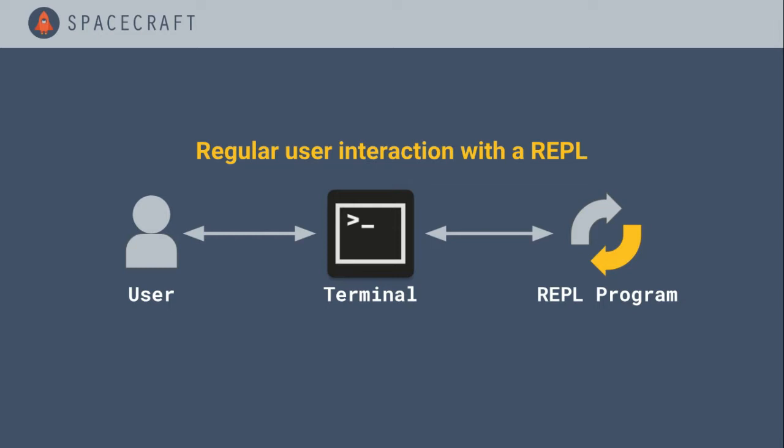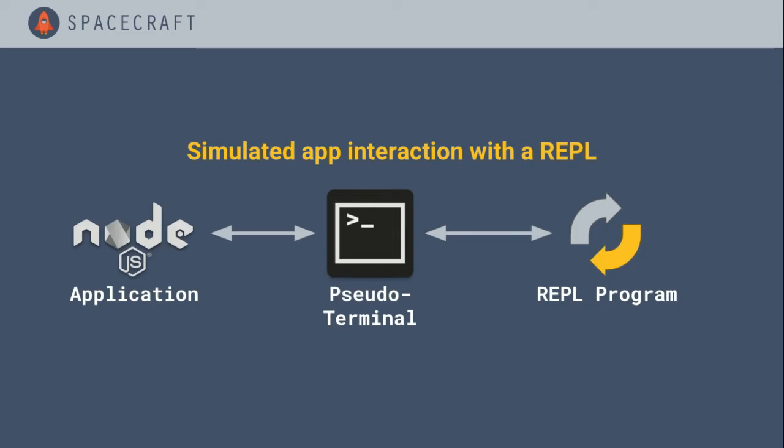So in order to simulate this, we use a pseudo-terminal in place of a terminal. That way our application can send code to our pseudo-terminal, and the interaction between the pseudo-terminal and the REPL program will be the same. And so we can expect the same outputs to be returned to our application.